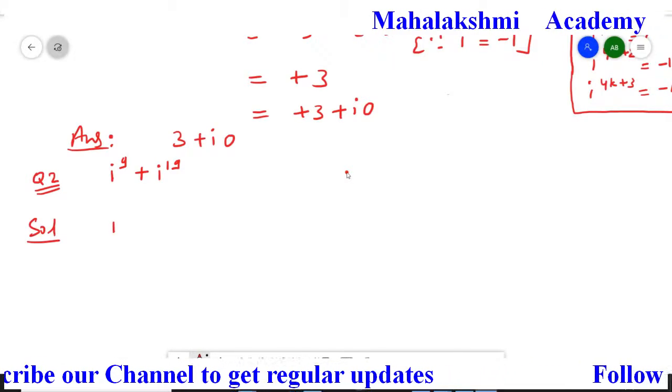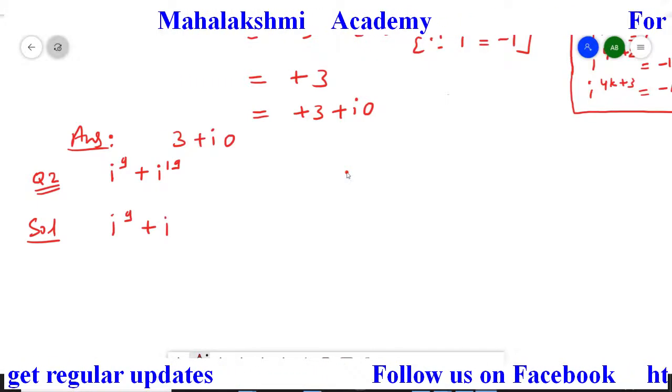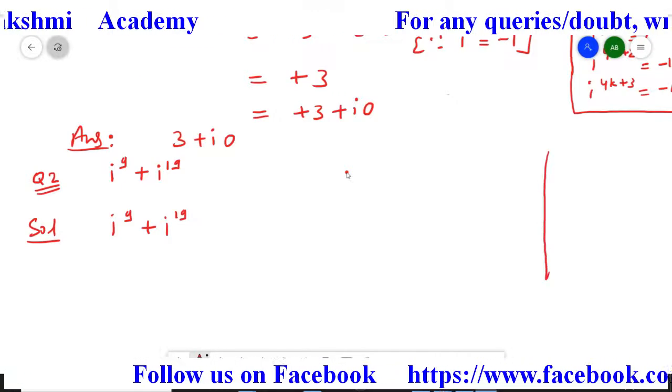Since the powers of iota are more than 4, we are going to write the powers in the form of 4's multiples. We are going to do this in the rough column like this.